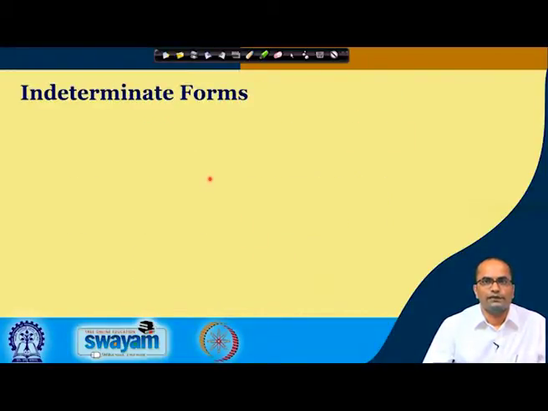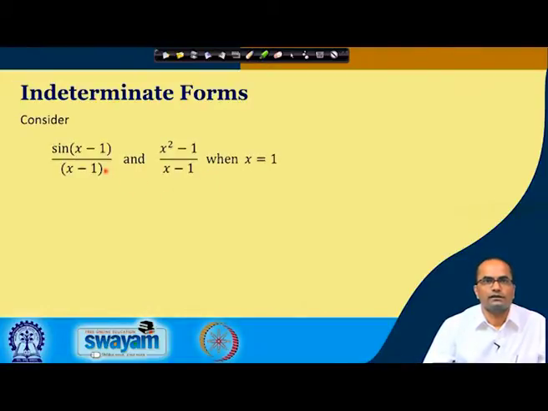And what are the indeterminate forms? For example, consider sin x minus 1 over x minus 1, this ratio, or x square minus 1 over x minus 1. We want to evaluate these when x is equal to 1. If we substitute x equal to 1, we simply get 0 divided by 0. Similarly here as well we get 0 divided by 0. So, in these cases we cannot just substitute x equal to 1 and get the value of these expressions.